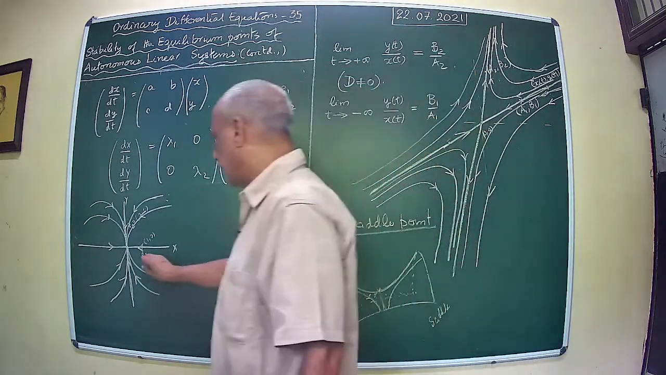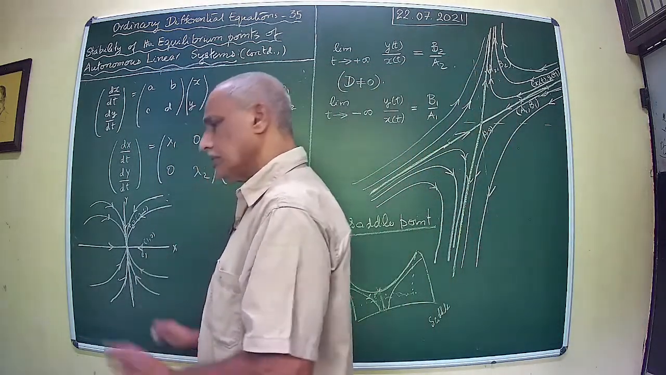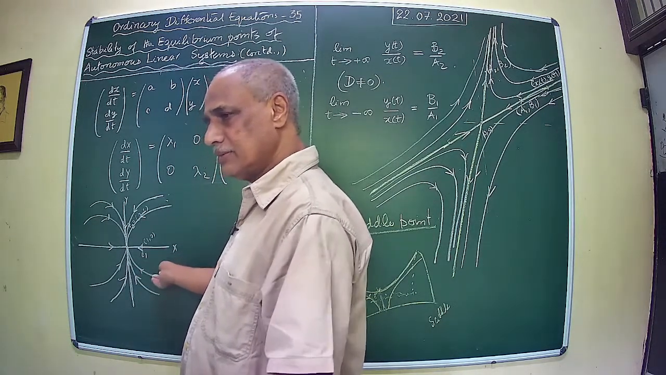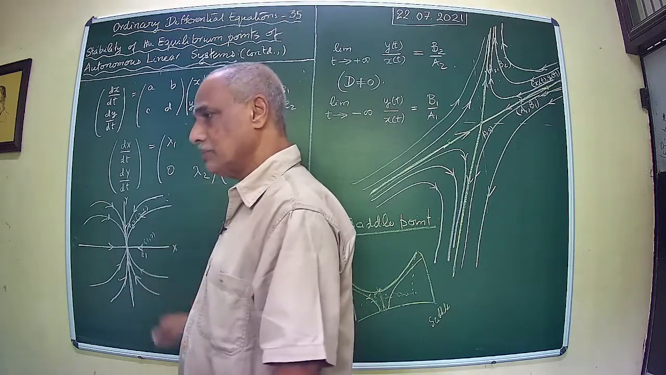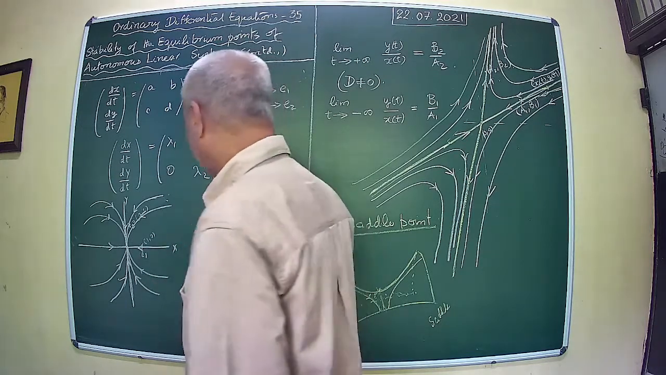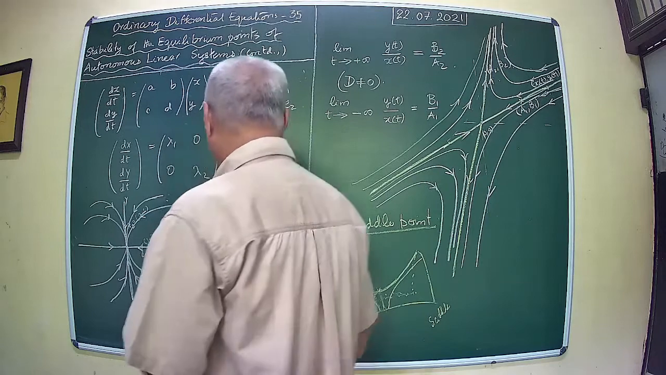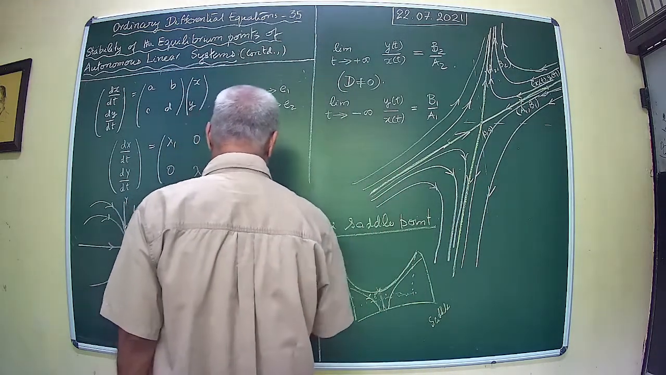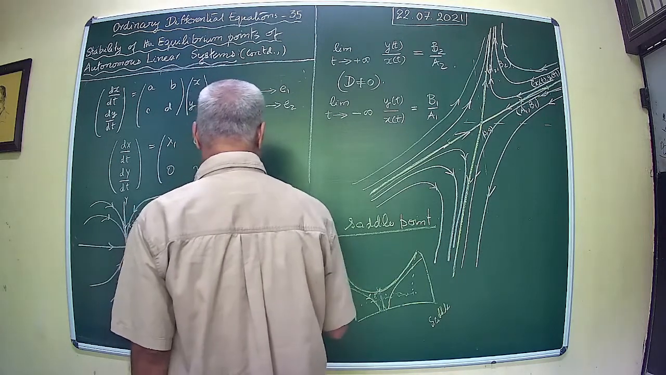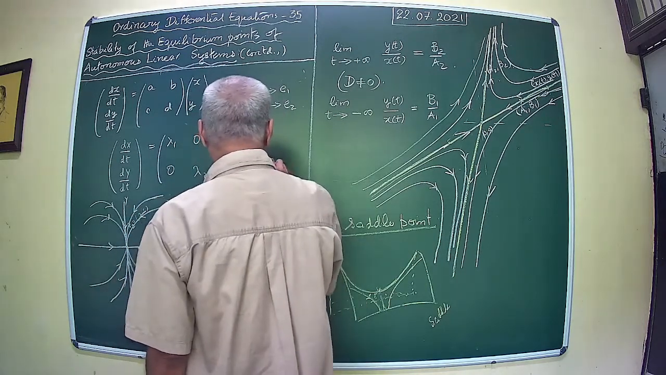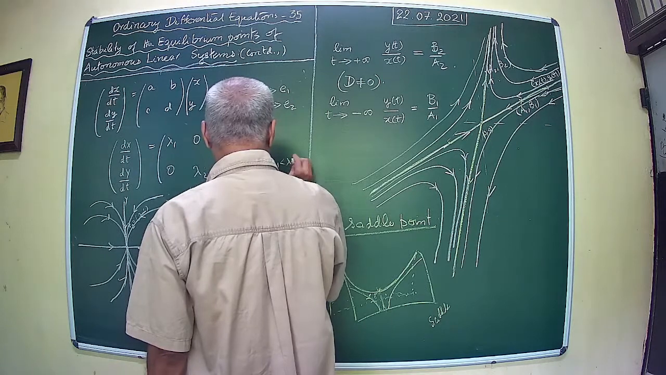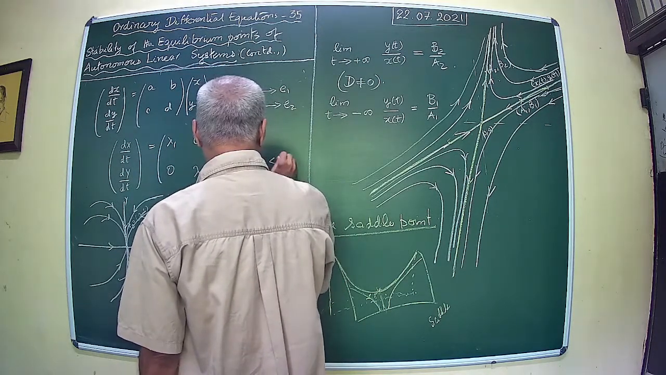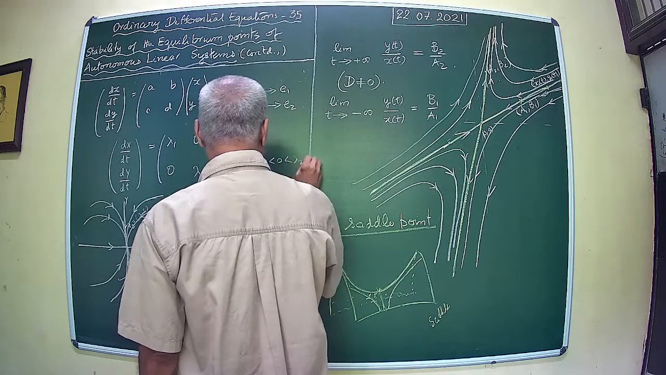Now, when both lambda 1 and lambda 2 are positive, you end up with the same picture, but the direction of the arrows reversed. Okay, so this is the first case. The saddle point case, in that situation is this. You have got lambda 1 negative, lambda 2 positive.